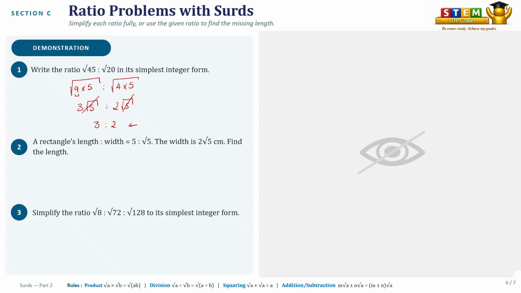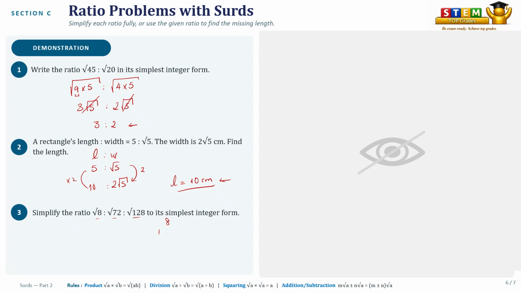A rectangle's length and width. Okay, so length is to width, 5 is to root 5. Now the width is 2 root 5, so we can see a multiplication factor of 2 here. So that means times 2. That gives you 10, just 10. Find the length. So the length now is 10 centimeters. That's the answer. Finally, you're going to simplify the ratio, and that's going to be 8, 72, 128.